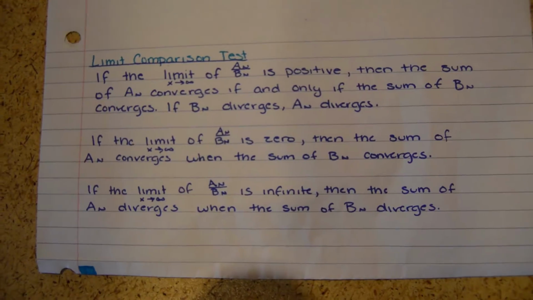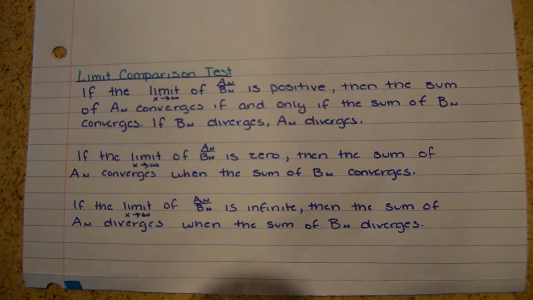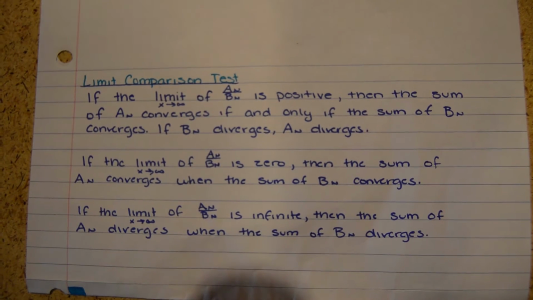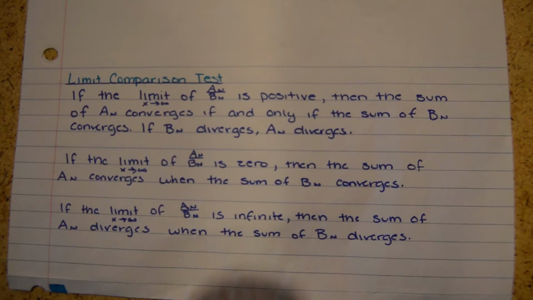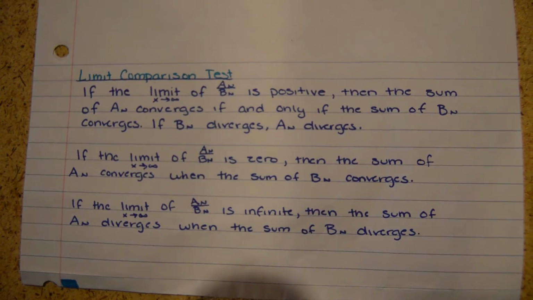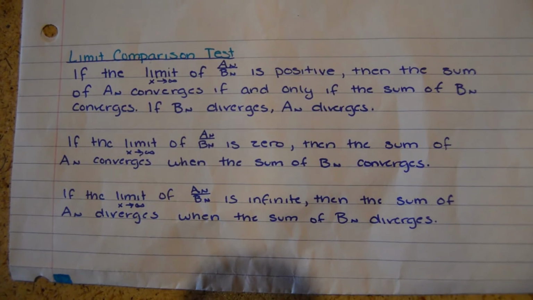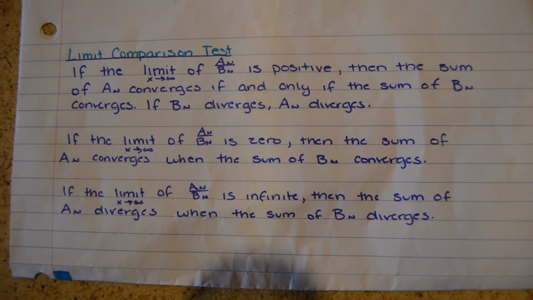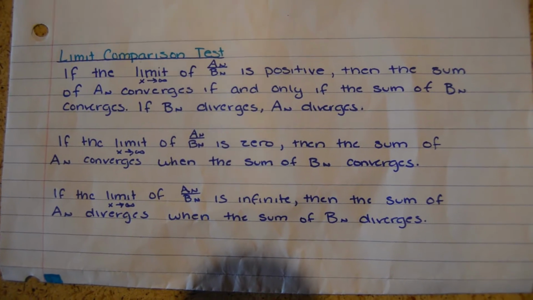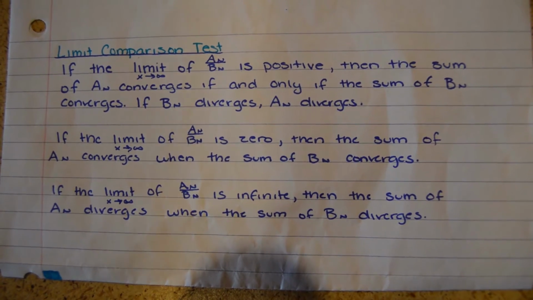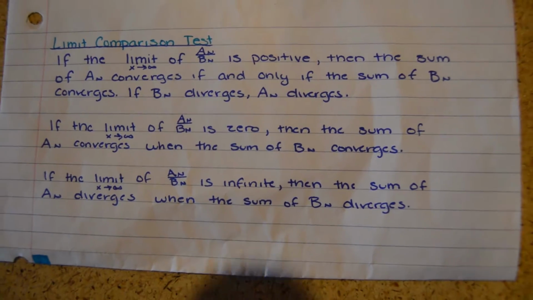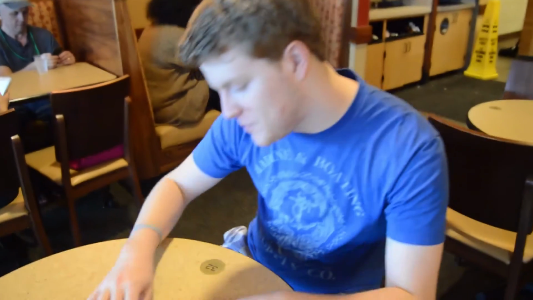So now for the limit comparison test, you're going to take the limit of a of n over b of n. If the limit is positive, then the sum of a of n converges if the sum of b of n converges, and if b of n diverges, then a of n diverges. If the limit is 0, then the sum of a of n converges when the sum of b of n converges. And if the limit is infinity, then the sum of a of n diverges when the sum of b of n diverges. Now for an example.